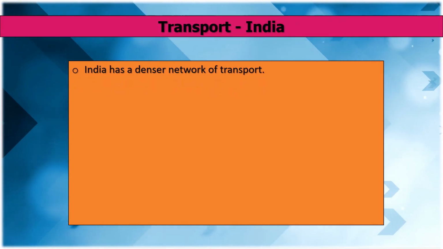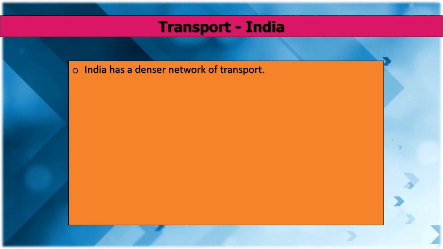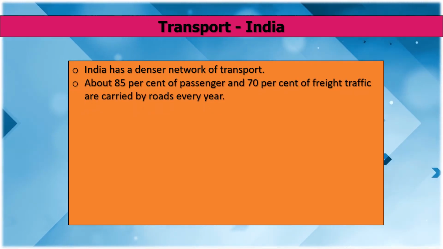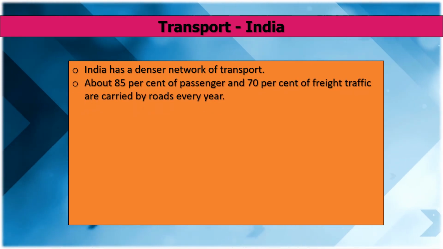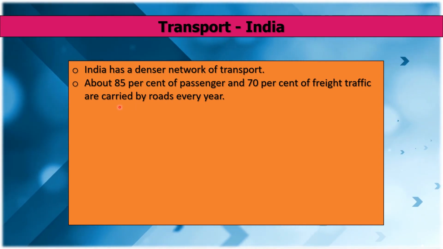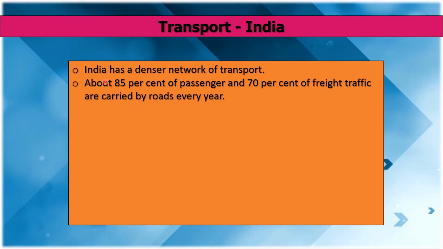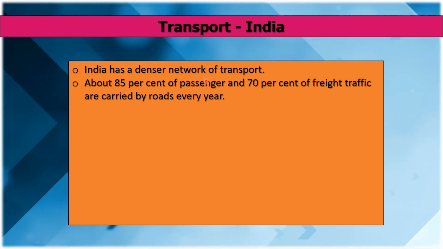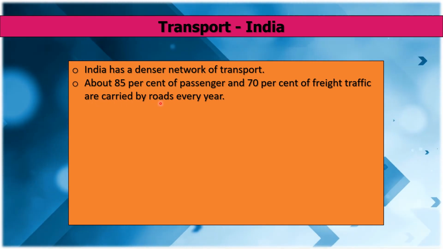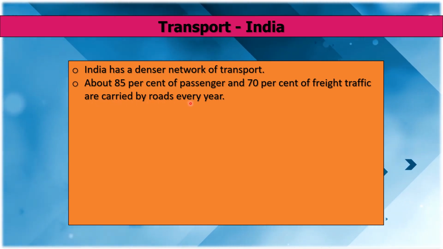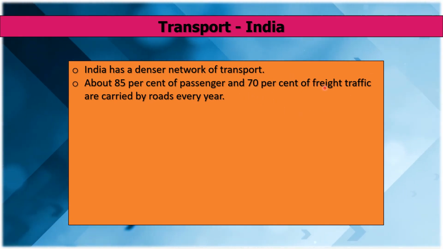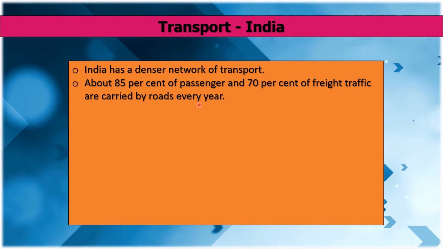So these are the few important points that I have jotted down with respect to India's transport. India has a denser network of transport than Brazil. About 85% of passenger and 70% of freight traffic are carried by roads every year. 85% of passenger means almost 85% of people travel by roadways every year, and 70% of freight, which means 70% of goods, are transported by roadways.